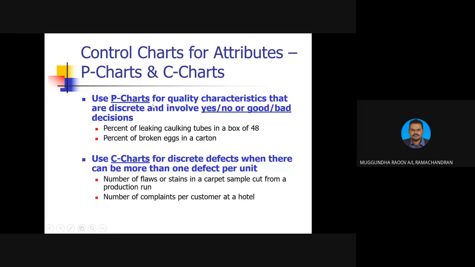When we are talking about the P chart, it's for quality characteristics that are discrete and involve a yes or no, or good or bad decision. For example, the percentage of broken eggs in a carton, or the percentage of leaking tubes in a box. While the C chart is for discrete defects, when there can be more than one defect per unit. For example, the number of complaints per customer at a hotel.